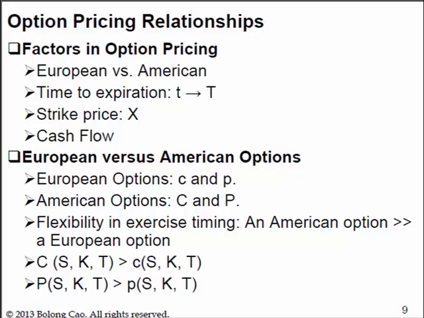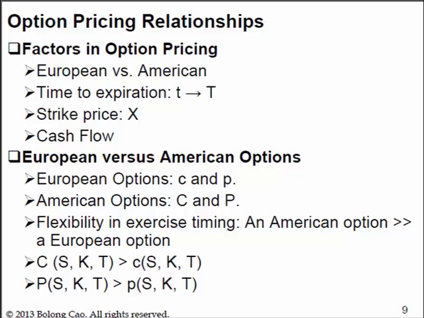In this video, we will talk about option pricing relationships. There are different factors for different options, for example, the difference between European and American options. And then time to expiration: if you have an American option, do you want to exercise it before the expiration? How do those influence the option pricings?